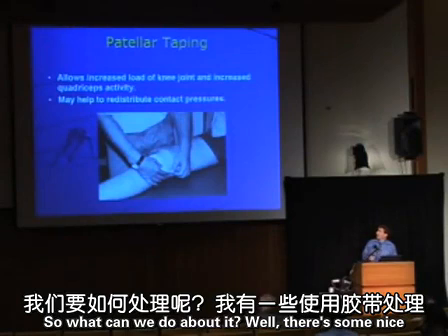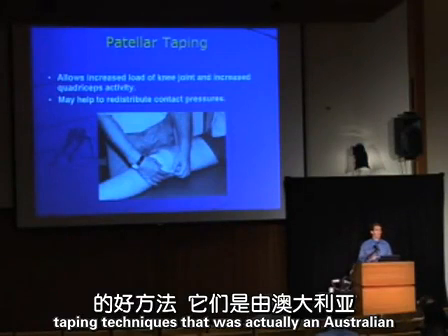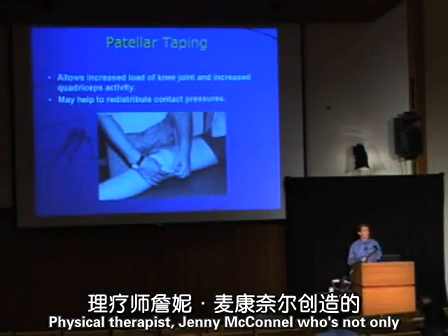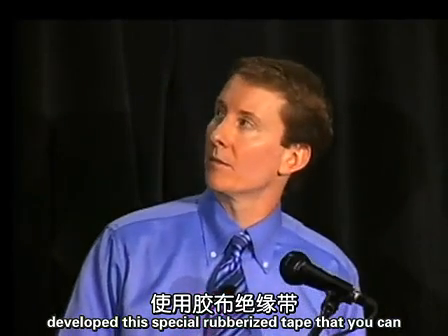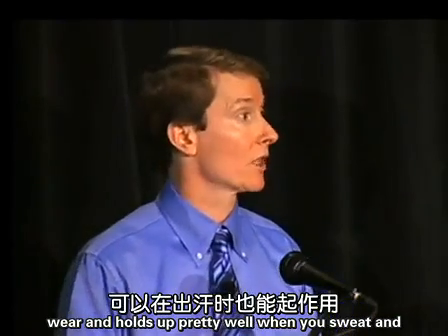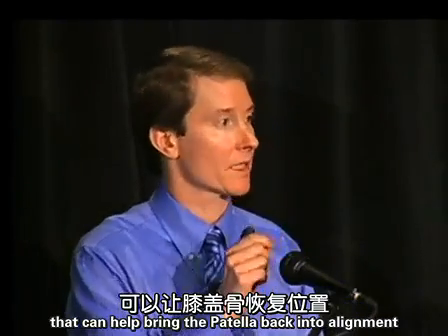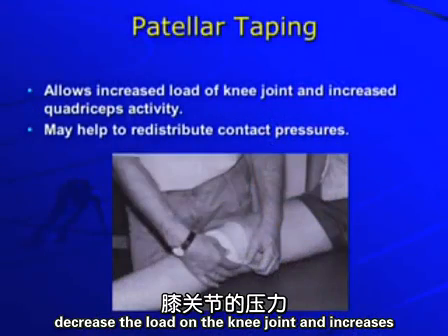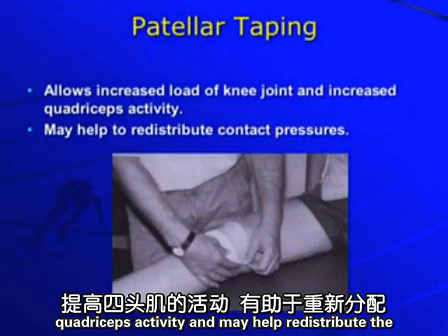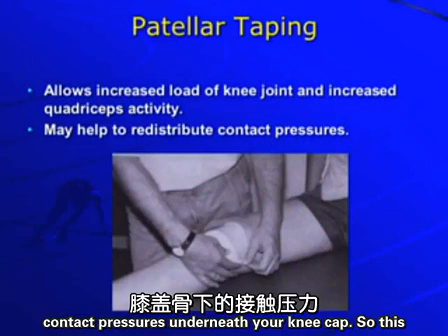Well, there's some nice taping techniques. There was actually an Australian physical therapist, Jenny McConnell, who's not only developed this special rubberized tape that you can wear and holds up pretty well when you sweat, and that can help bring the patella back into alignment. And the studies have found that it actually seems to decrease the load on the knee joint. It increases quadriceps activity. It may help redistribute the contact pressures underneath the kneecap.